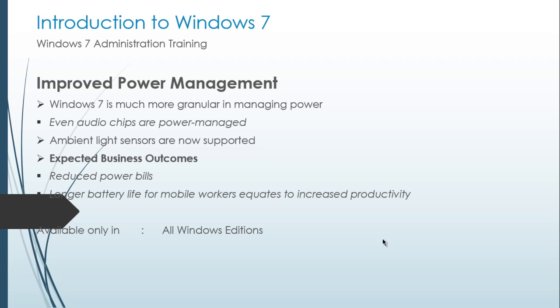Expected business outcomes: reduced power bills. Longer battery life for mobile workers equates to increased productivity. Yes, this has a main effect on battery life. It will improve your battery life to some extent. And this is available in all the Windows editions from Starter to Ultimate.